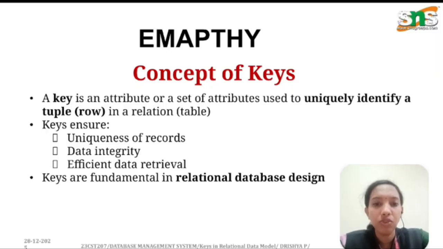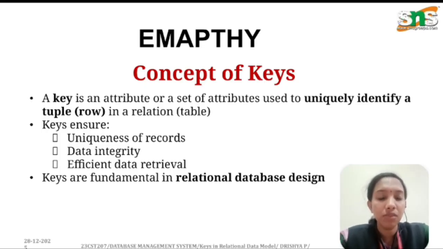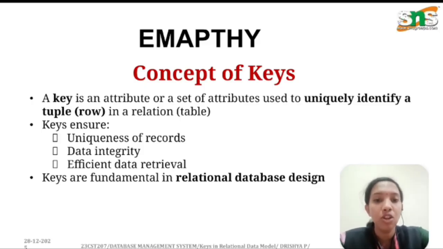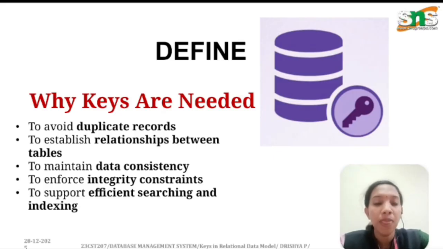A key is an attribute or a set of attributes used to uniquely identify a tuple. Tuple means the row included in the table. A relation is the technical term used in DBMS for a table. So the key ensures uniqueness of records, data integrity, and efficient data retrieval. Keys are fundamental in relational database system design. In every DBMS, key is one of the important concepts. So the key is an attribute or set of attributes which is used to uniquely identify a tuple or a row in a relation.